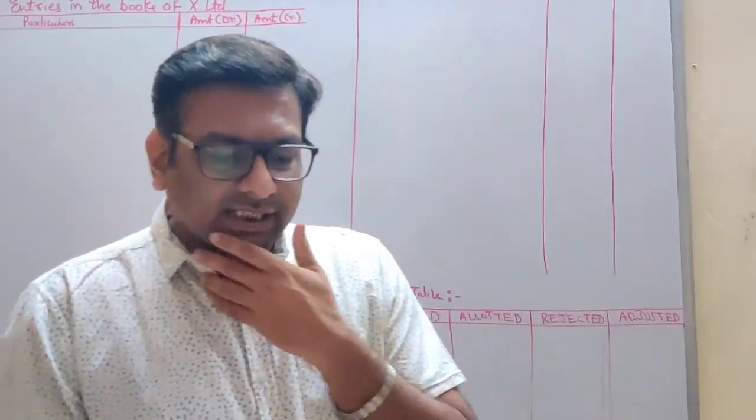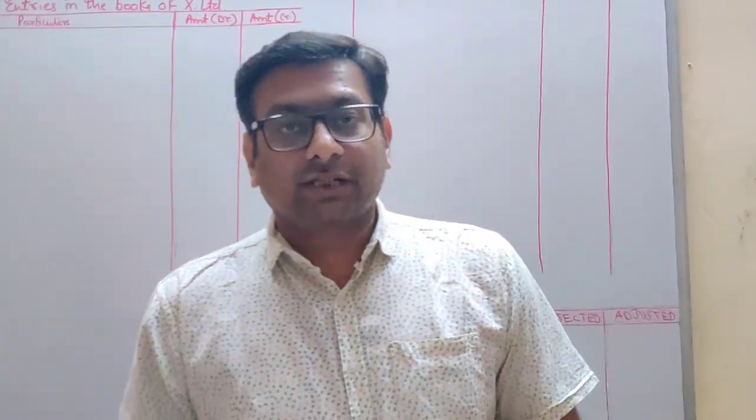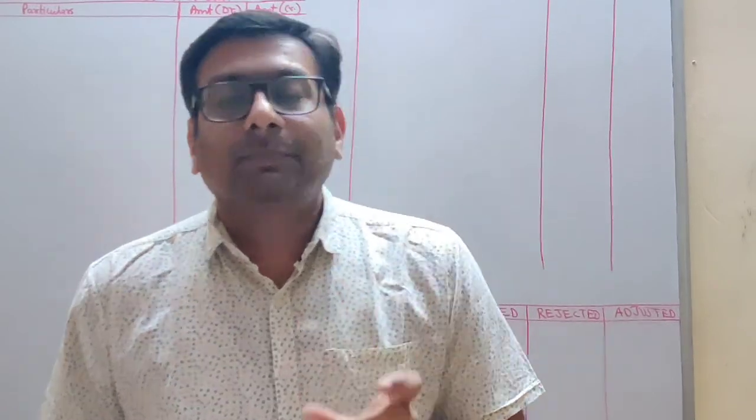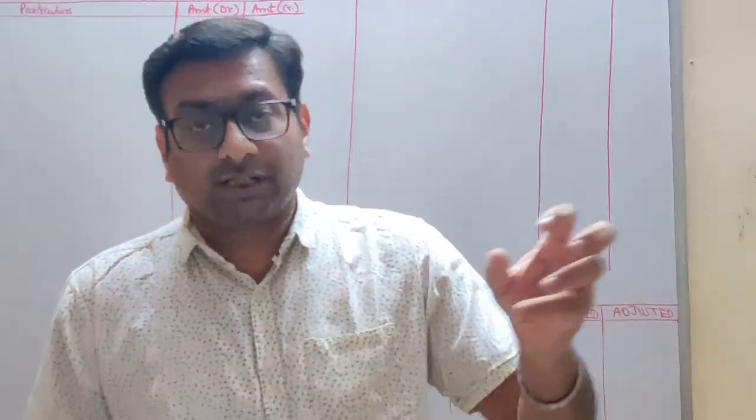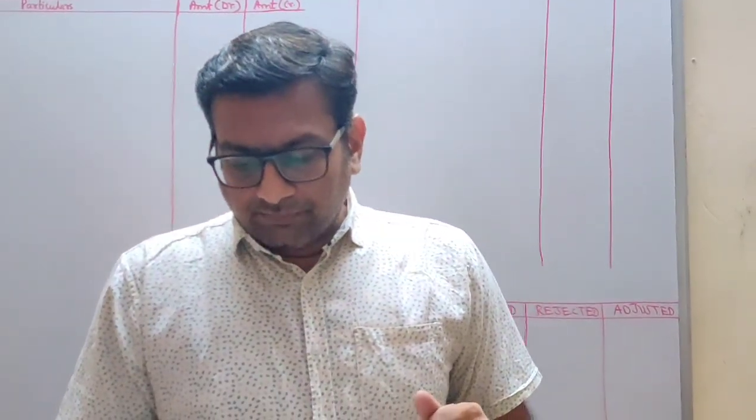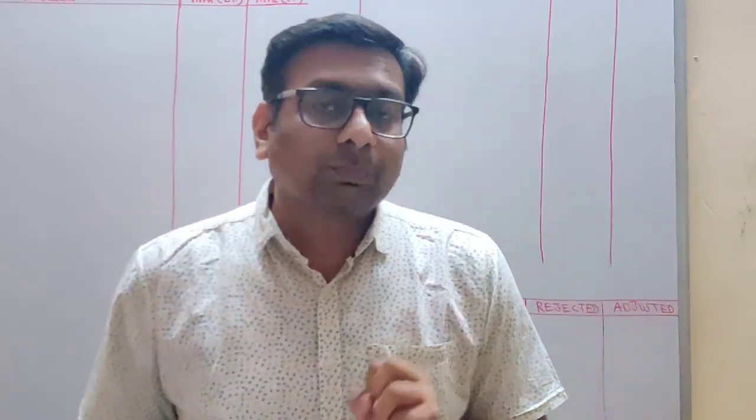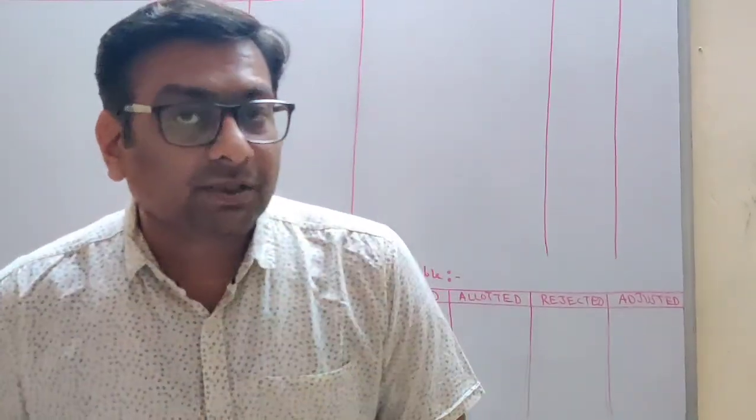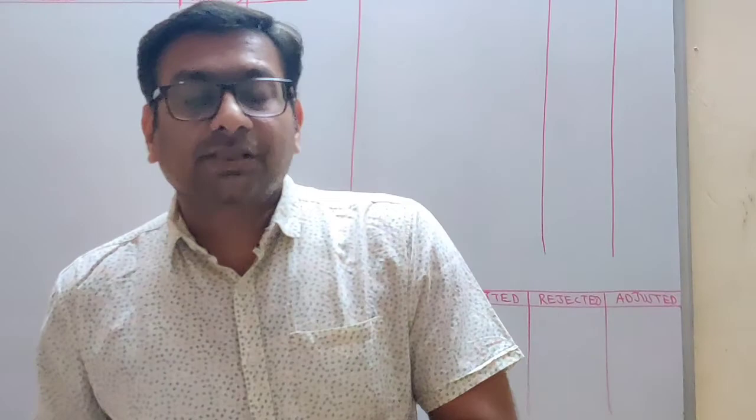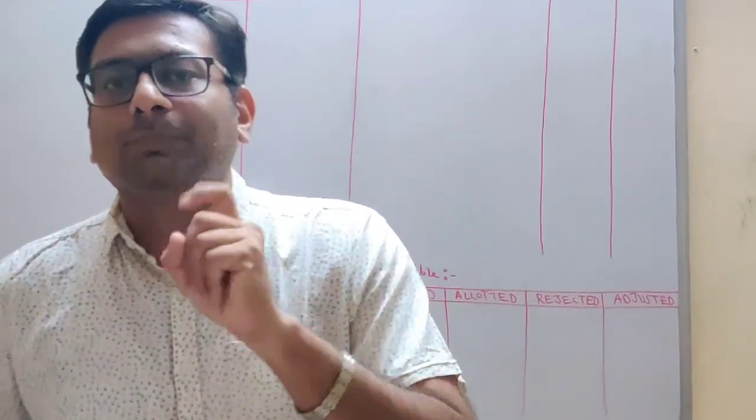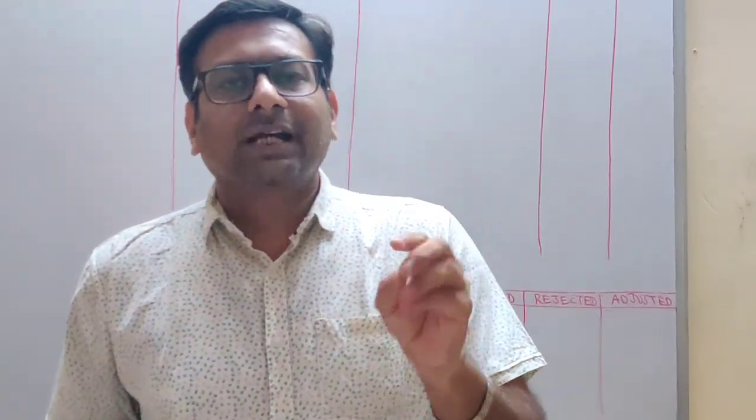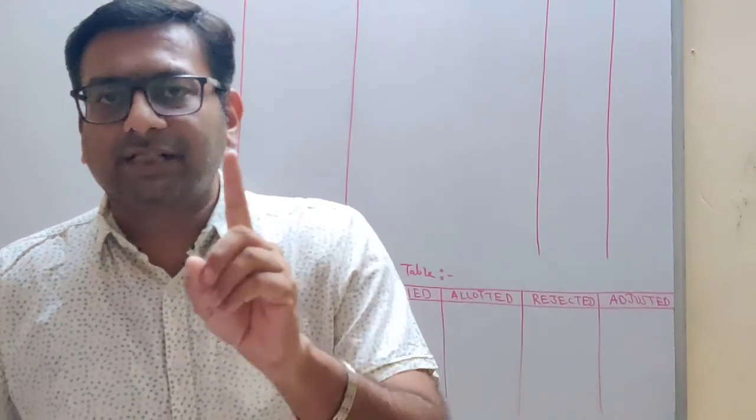Question says XYZ Limited offered 40,000 shares. So how many shares are offered by the company? 40,000 shares of rupees 10 each at a 10% premium. So the face value is 10 rupees and the premium is 10%. If you calculate 10% premium on the face value of 10 rupees, 10% of 10 rupees is 1 rupee. So your premium money is 1 rupee.